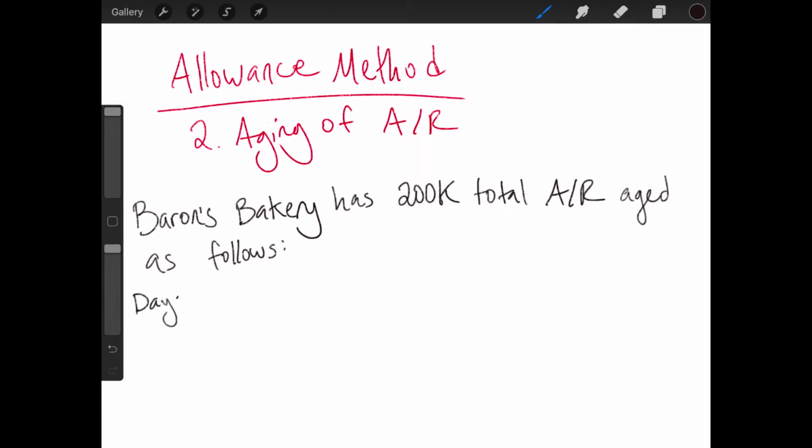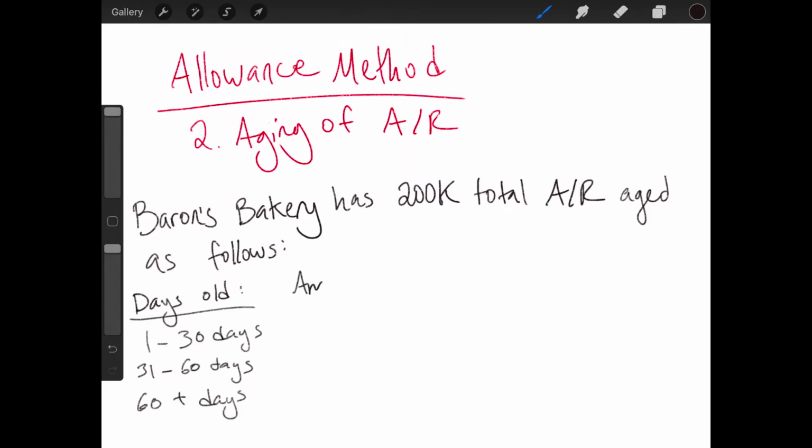And just while I'm recording all of this information, it's important to note that when you're doing an aging of accounts receivable method, you are calculating specifically the ending balance in your allowance for doubtful accounts account. What you're doing here is breaking apart the total amount of your accounts receivable into different age groups and saying, well, if I have this amount in my accounts receivable that is between, let's say, 1 to 30 days old, then I think my odds of collection are going to be pretty good.